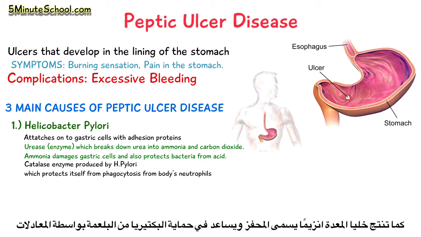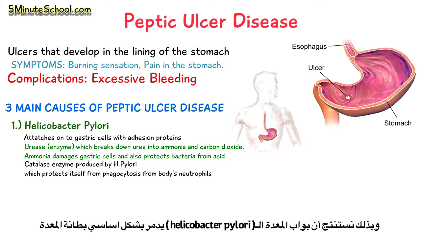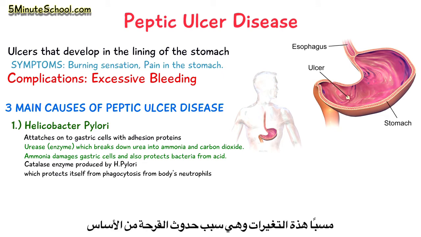So to summarize, the Helicobacter pylori is basically damaging the lining of the stomach, causing these ulcerations, which is why the complications of peptic ulcer disease occur.